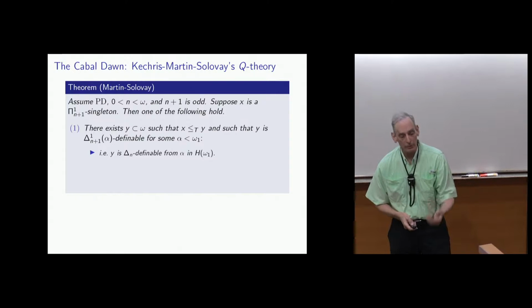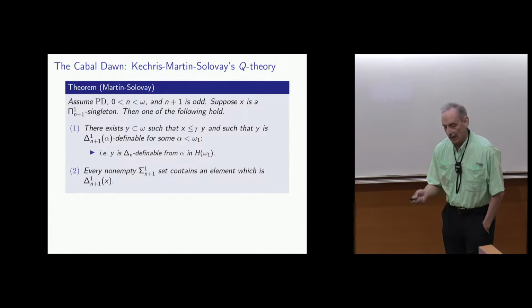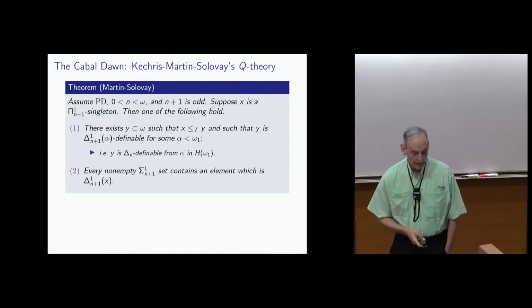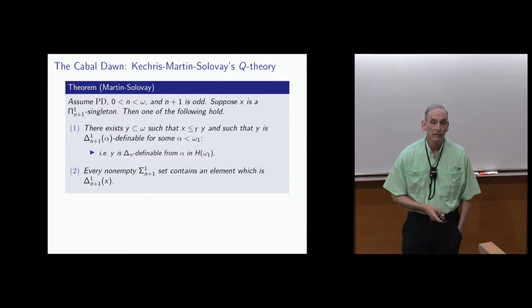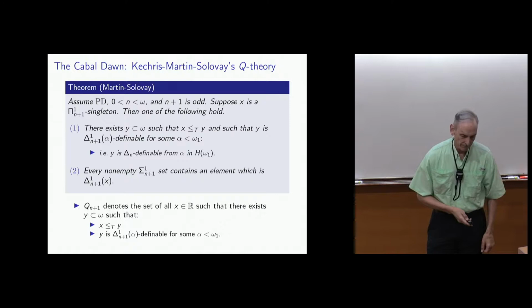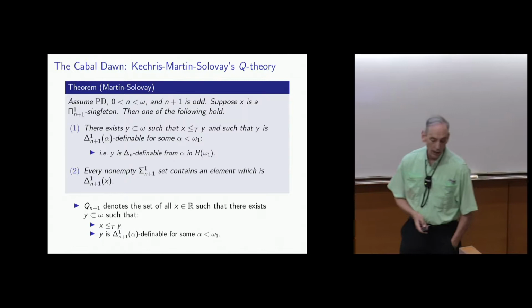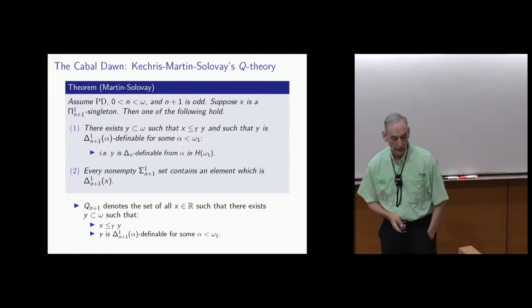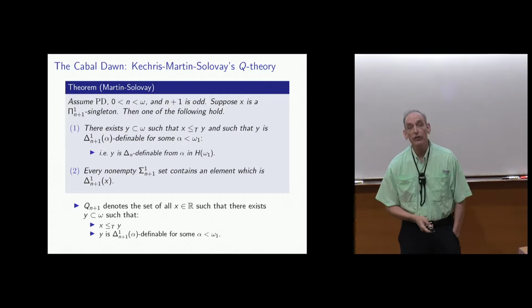And then the other clause is exactly what you would expect from Σ^1_1. Every non-empty Σ^1_{n+1} set contains an element which is Δ^1_{n+1} definable from X. So either the singleton is simple, or from the singleton you have a basis. So Q_{n+1} denotes the set of all x such that there is a real y, x is recursive in y, and y is Δ^1_{n+1} alpha definable for some alpha less than omega_1. So as the notation suggests, Q_{n+1} is going to be the analog of Q1.